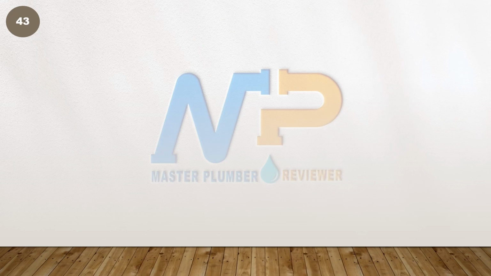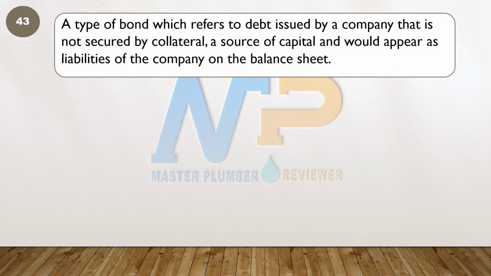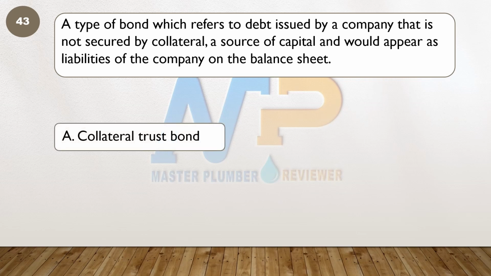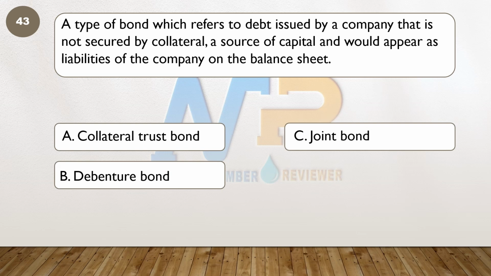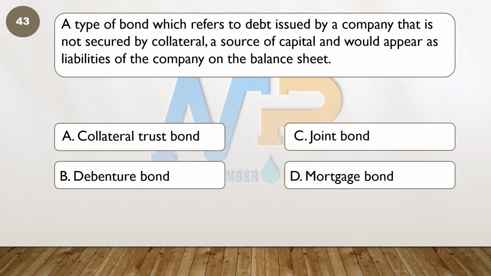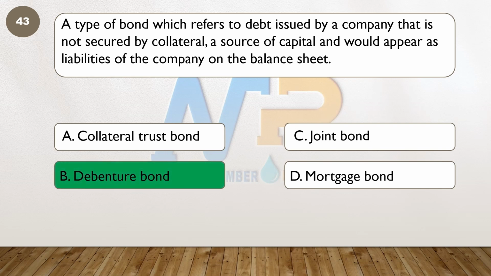Number 43. A type of bond which refers to debt issued by a company that is not secured by collateral, a source of capital, and would appear as liabilities of the company on the balance sheet. A. Collateral trust bond. B. Debenture bond. C. Joint bond. D. Mortgage bond. The answer. It's B. Debenture bond.